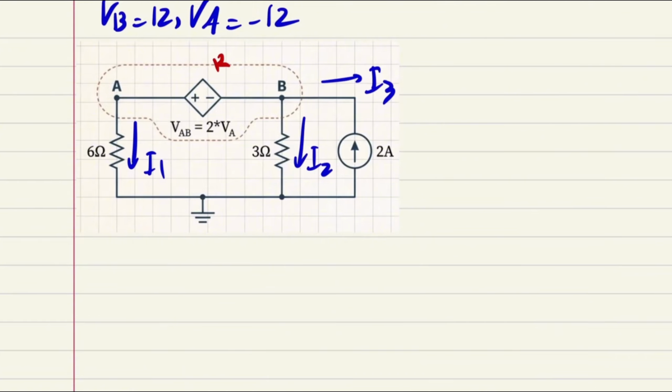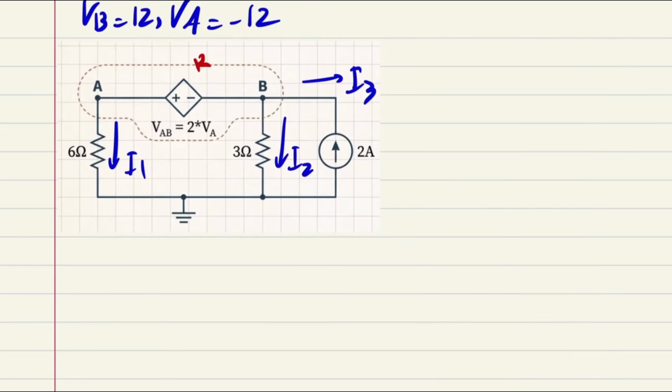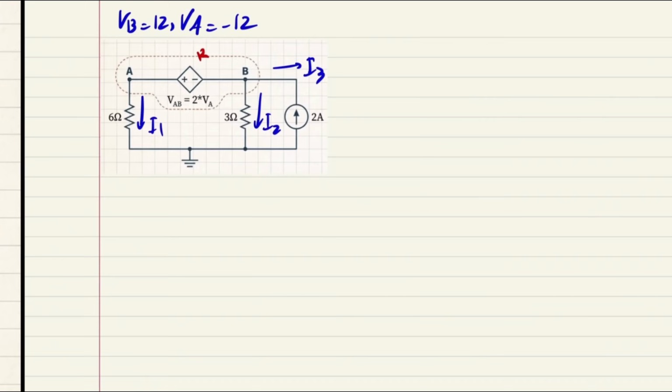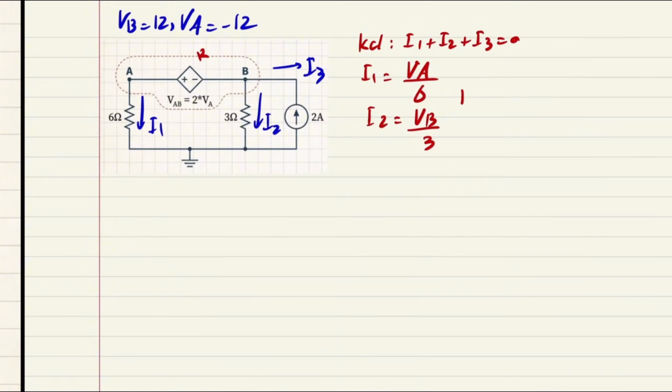So based on the supernode, I do have I1, I2, and I3. I have to write down the KCL and everything should be settled. So based on that, again, the KCL of the supernode would be I1 plus I2 plus I3 equals 0. Let's write down I1 equals VA subtracted by 0 divided by 6. I2 equals VB subtracted by 0 divided by 3. And I3 would be what?